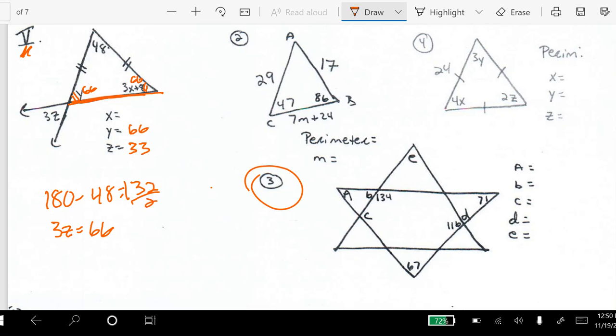And then the last thing we define is X. So for X, it's going to be 66 equals 3X plus 8. We end up with 58 equals 3X. 58 divided by 3, so 19.3 repeating.